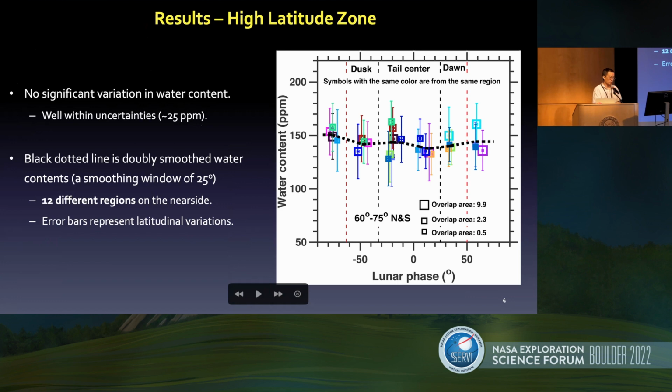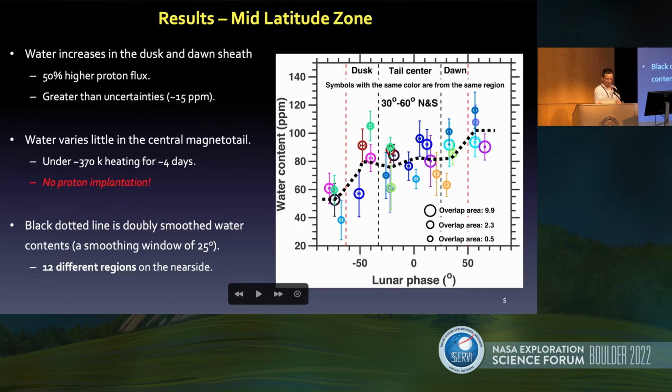So here's the high latitude zone. Again, you can see it's almost flat. We don't see any strong variation. The deviation is from the different regions, because this is 12 different regions stacked together to get the best coverage of the full lunar phase cycle.